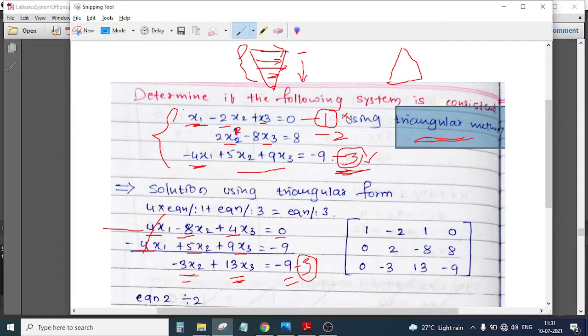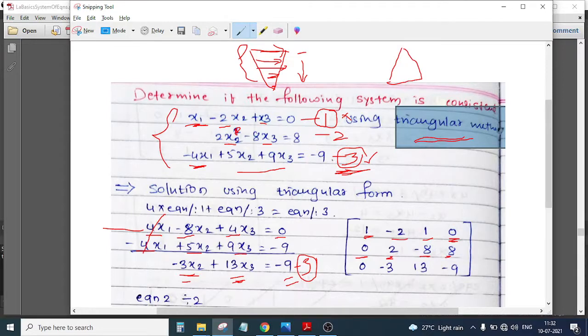So what is the coefficient of x1? 1. Here we have 1. Coefficient of x2 is minus 2. Coefficient of x3 is 1, and the constant is what now? 0. Right. Coming to equation number 2, we have not worked with equation number 2, so it would remain the same, which is: first coefficient is 0, next you have 2, minus 8 and 8.